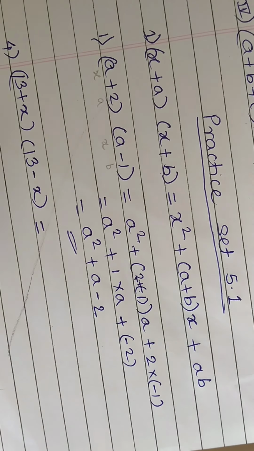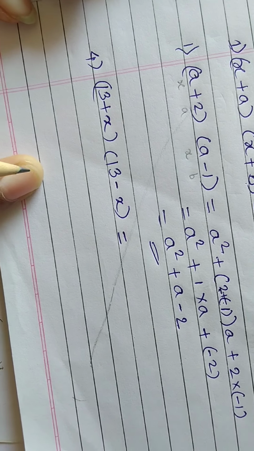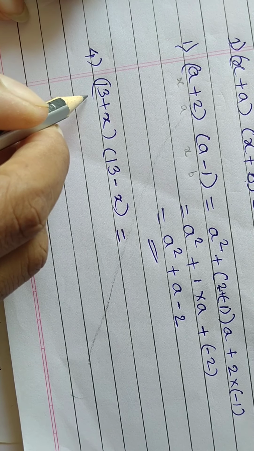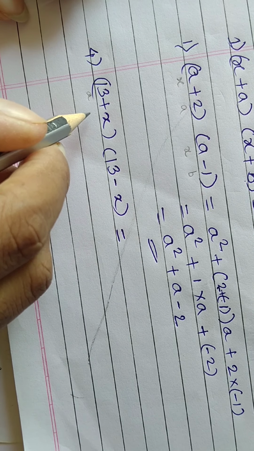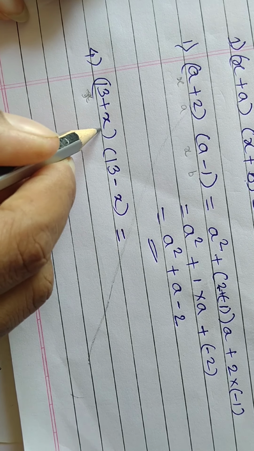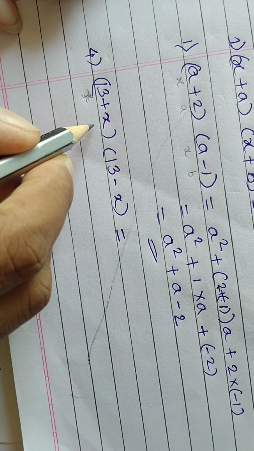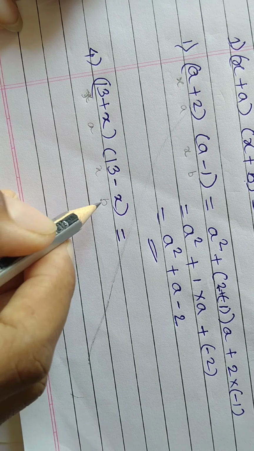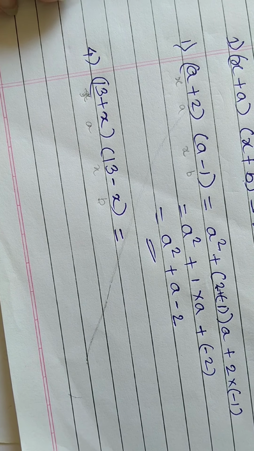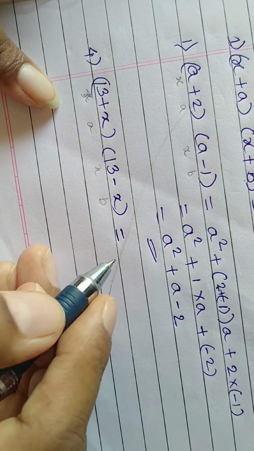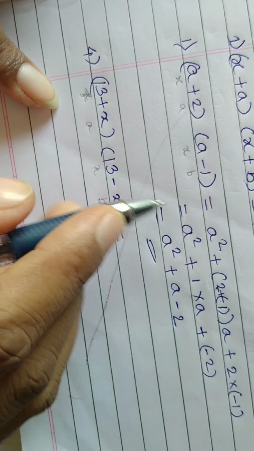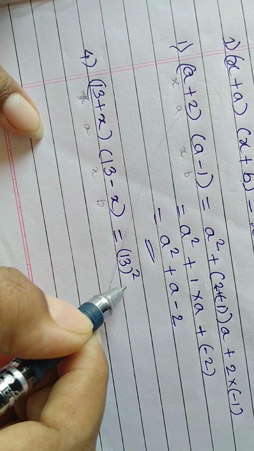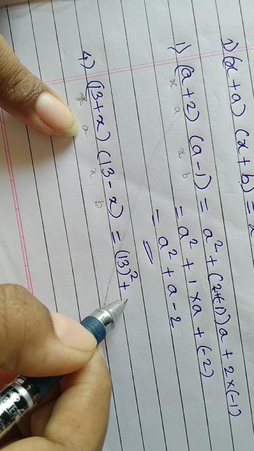Now see the fourth one: (13 + x)(13 − x). 13 is a, x is x. Here x is b, and minus you have to take with this b. Now see, first term square, x² is 13, that means 13 square, plus (a + b).